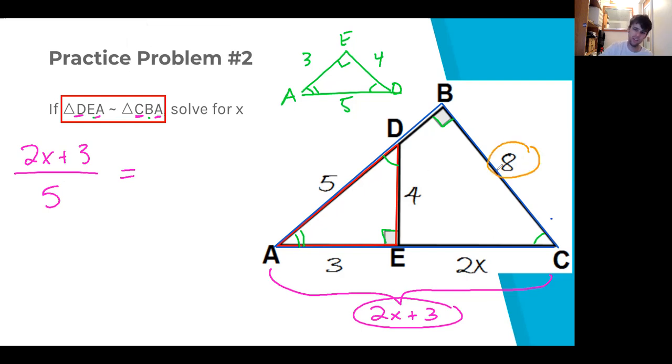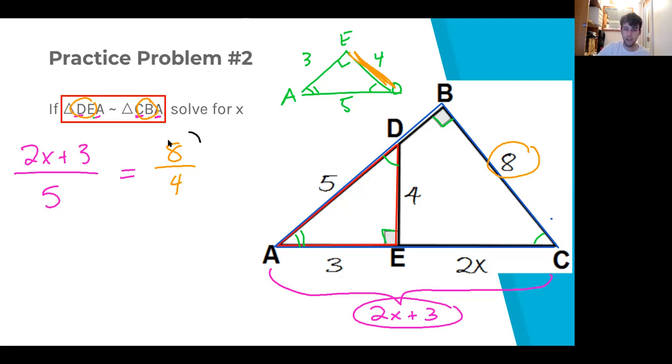So I know this side of my bigger triangle, BC. So BC is supposed to correspond with DE. We can see that in our 8. BC, DE. Or we can see that in this picture here as well. So 8 corresponds with 4. Keep in mind the consistency here. I put the bigger triangle on top, smaller triangle on the bottom, bigger triangle on top, smaller triangle on the bottom. You got to make sure you have that consistency.